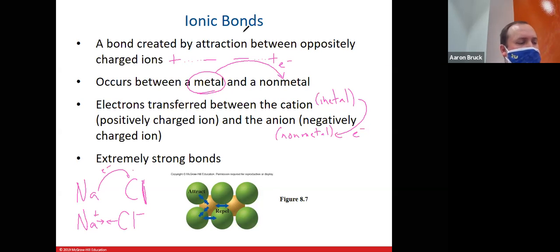And again, the charges that are made attract more than just the one ion. We can see in this figure 8.7 here, there are multiple attractive forces between the cations and the anions. There are also repulsive forces between the cations and themselves, the anions and themselves.